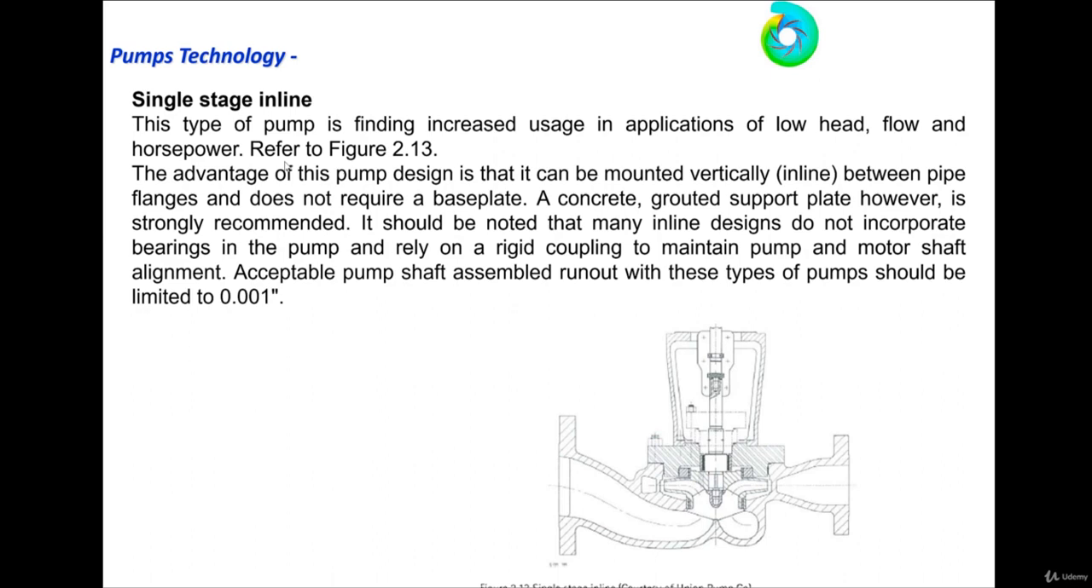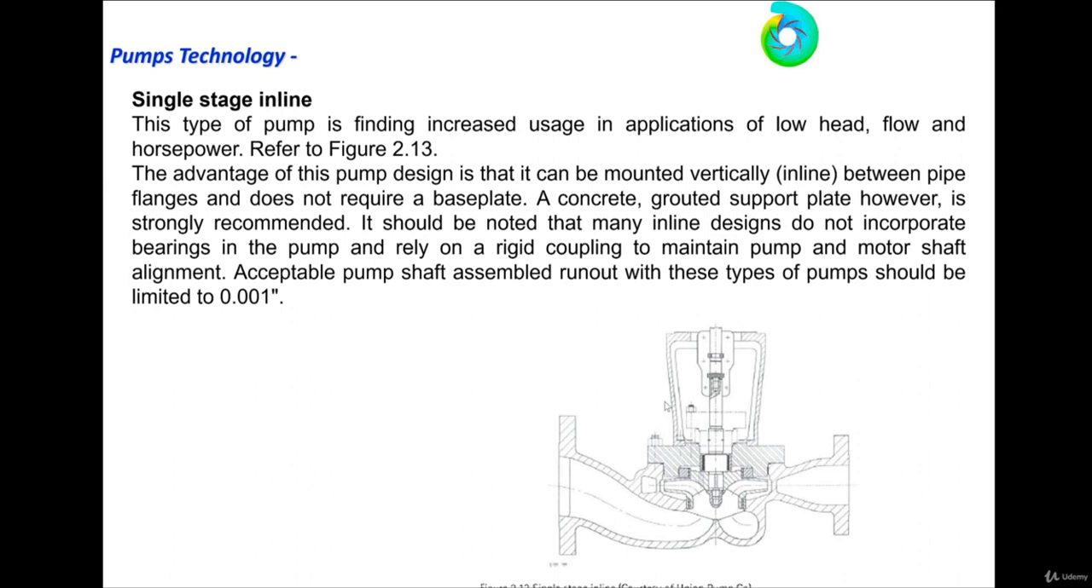Single stage inline pump. This type of pump is finding increased usage in applications of low head and flow. The advantage of this pump design is that it can be mounted vertically, what's called inline. What's inline? Single stage because it's one impeller stage. Inline because you connect the suction pipe and discharge pipe. If you are going to dismantle the pump for overall maintenance, there is no need to disturb the suction and discharge, just unbolt or dismantle the suction nozzle, then remove the pump without disturbing the suction piping and discharge piping. So this is the advantage of this pump, what's called an inline pump.